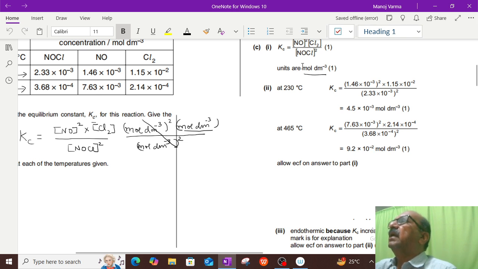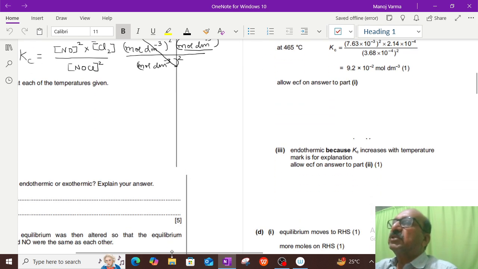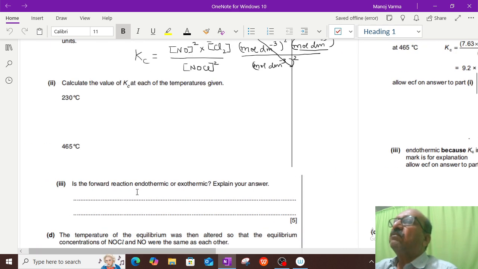The unit anyway is mole per dm cube, so you have written the unit here. Now look at the next question. The next question says: is the forward reaction endothermic or exothermic? Explain your answer. So how are you going to decide?